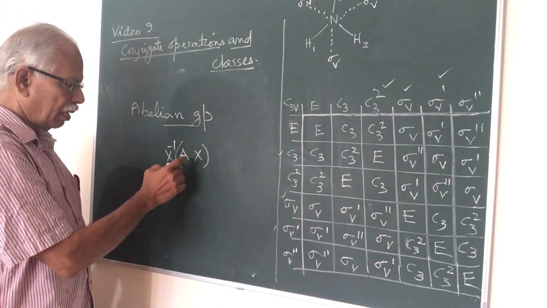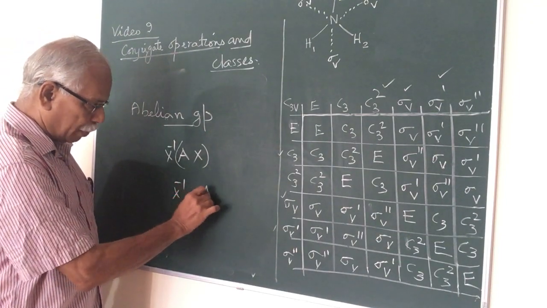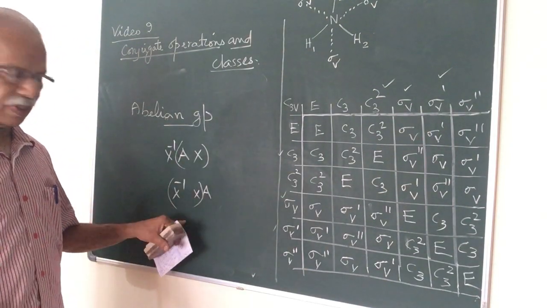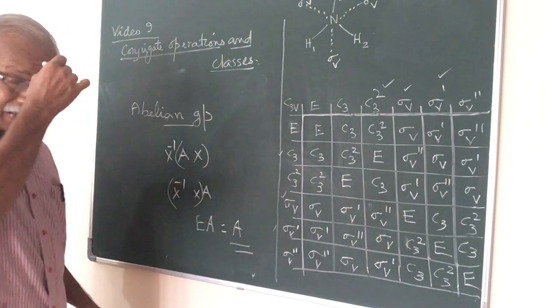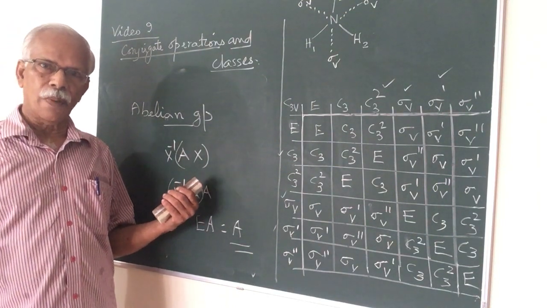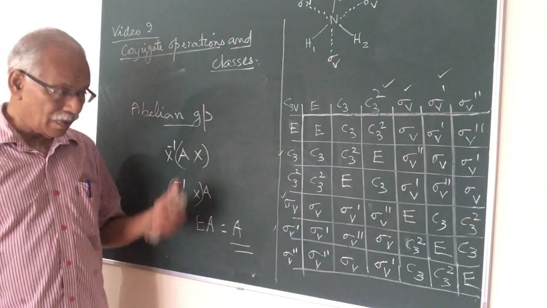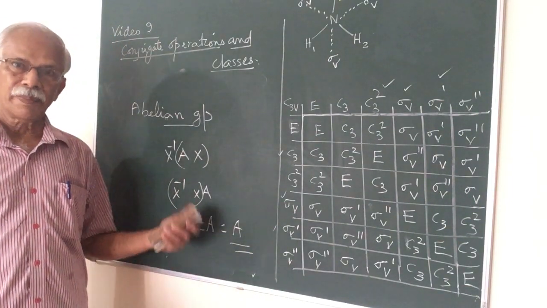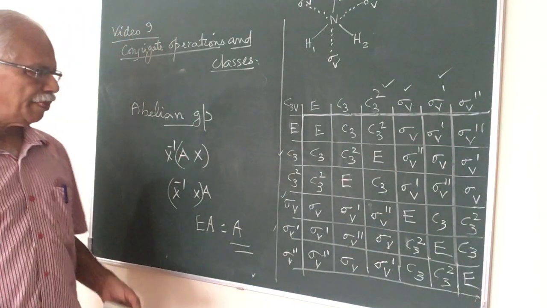Being abelian, X followed by A can also be written as A followed by X. And if you associate these two, X and X inverse, whatever be X, it is identity, and identity into A is A. So in our attempt to find a similarity transform of A with other operations, whatever be the other operations, you always end up with A itself. That is why we said in an abelian group, every operation is conjugate only to itself.